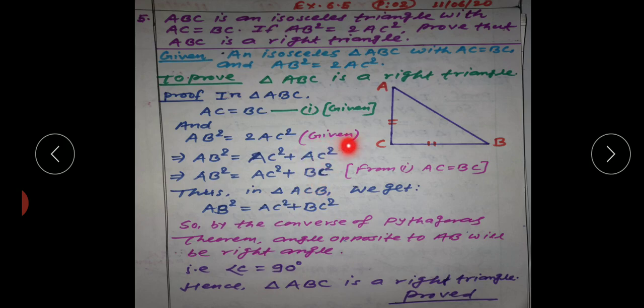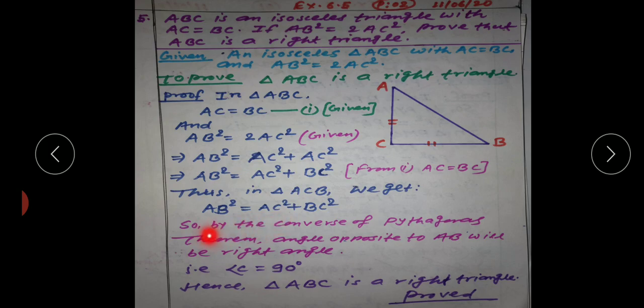So this AC has been replaced by BC. So in triangle ACB, we get AB square is equal to AC square plus BC square, and the converse of Pythagoras theorem says that if the square of one side of a triangle is equal to the sum of the squares of the other two, then the angle opposite to the first side will be a right angle.